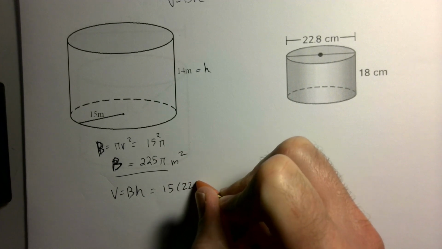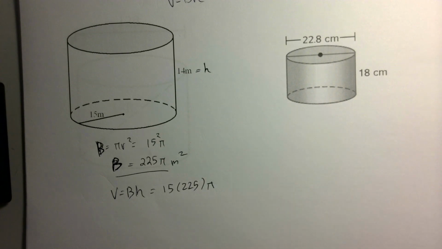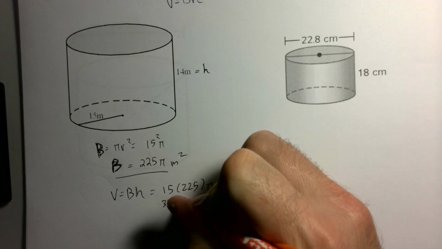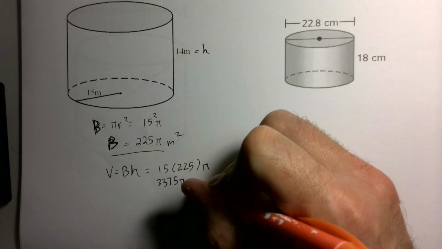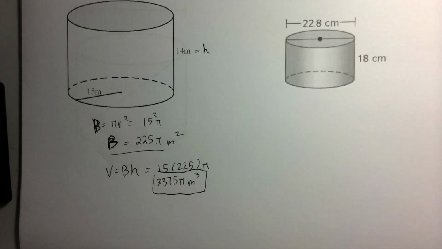15 times 225 pi, and I believe I have my calculator. I said I would find it before the next video. Let's see. I do have my calculator. Alright, so that should be 15 times 225, 3375 pi. And that would be cubic meters. Now this is the exact answer. That's how we would leave it unless they tell us to round.